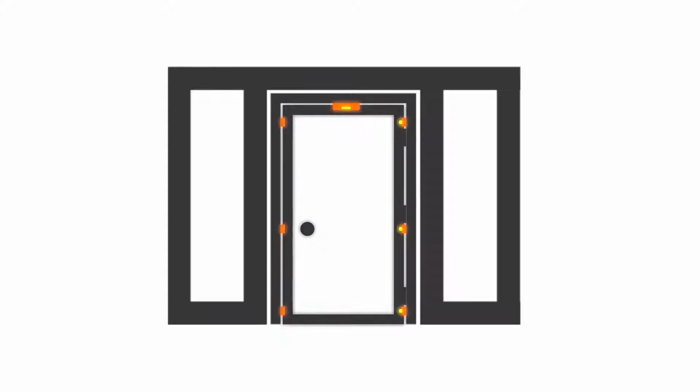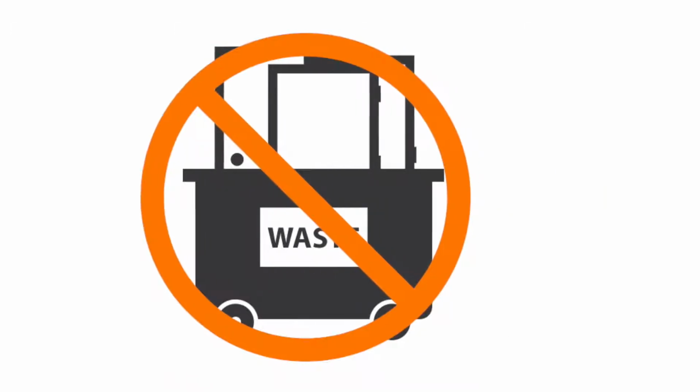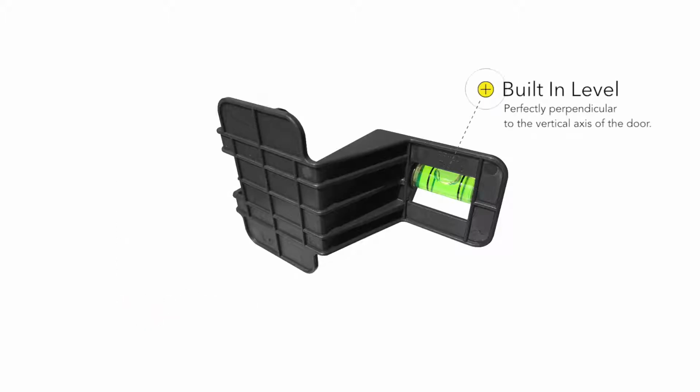Our door levels let you know when the door is installed level and plumb and properly spaced. Proper installation keeps perfectly good doors from being returned and thrown away. Our patented non-mar tabs allow our levels to gently hug the door during shipping and installation. The built-in level is set perfectly perpendicular to the vertical axis of the door, giving a perfect plumb reading every time.